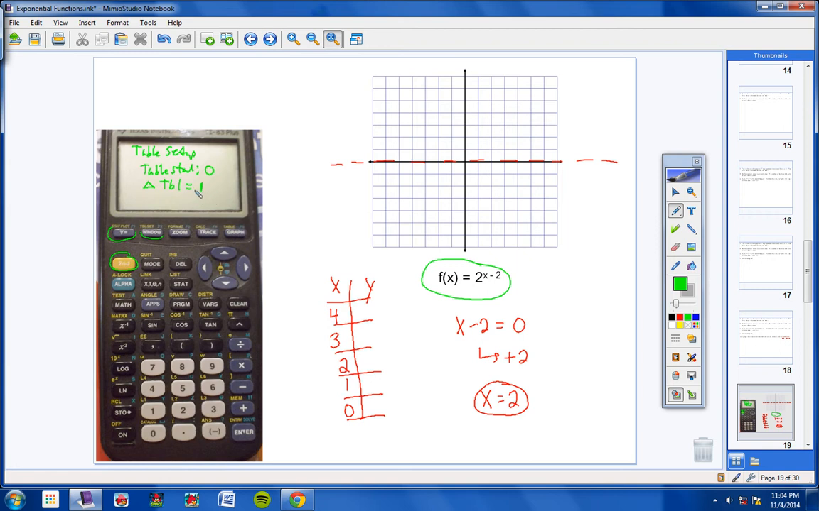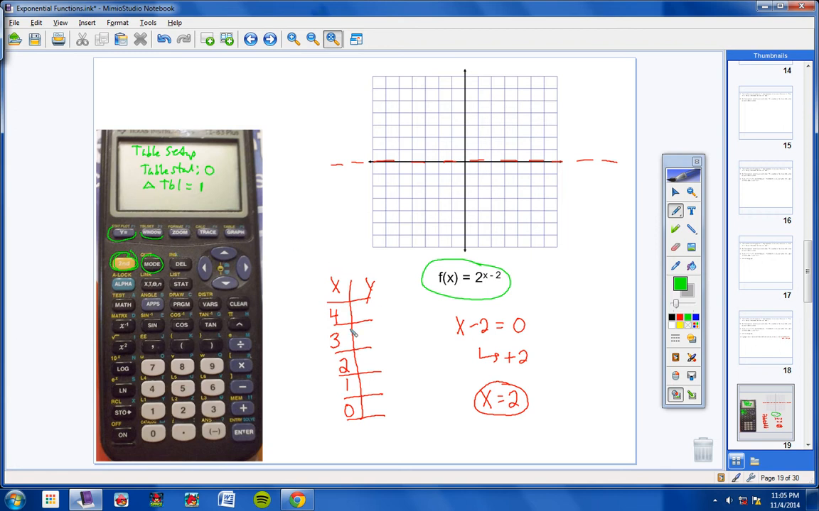So make that a 1, okay? Then hit quit, so hit second, and then mode to come out of this. So second, and then mode for quit, and you should be okay. So now, go back to your table. So hit second, and then graph, and your table should be all set, okay?